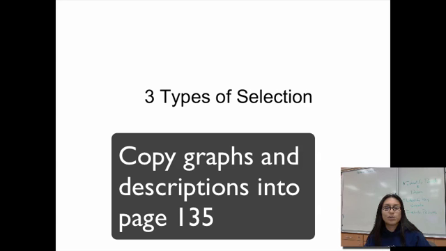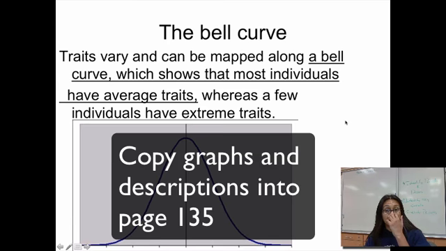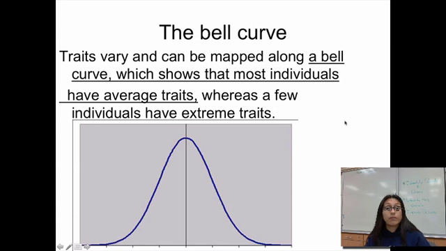Hey Mustangs, in this video we're going to take a look at the three different types of selection that we see occurring in nature. So in order to understand the three types of selection, first we have to refresh our memory of the bell curve.